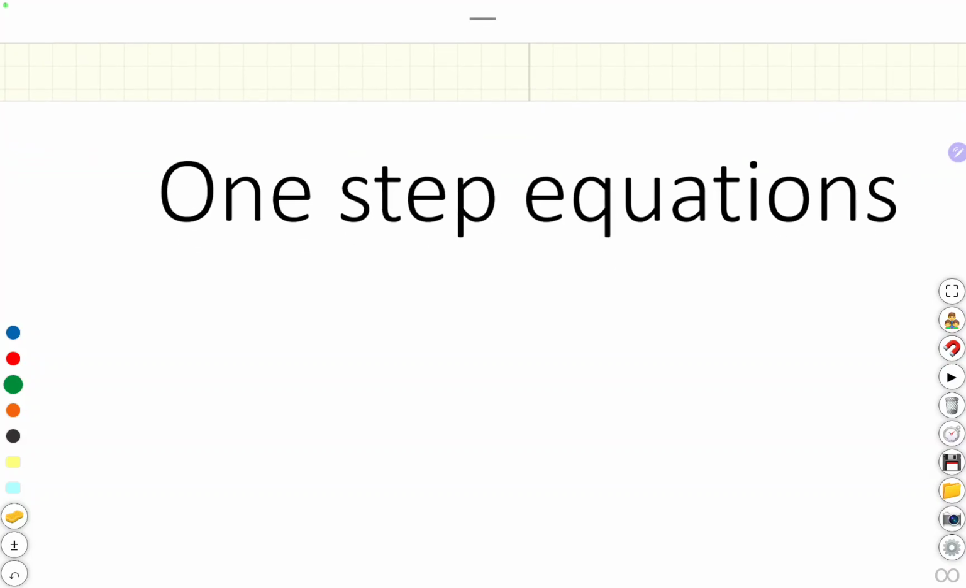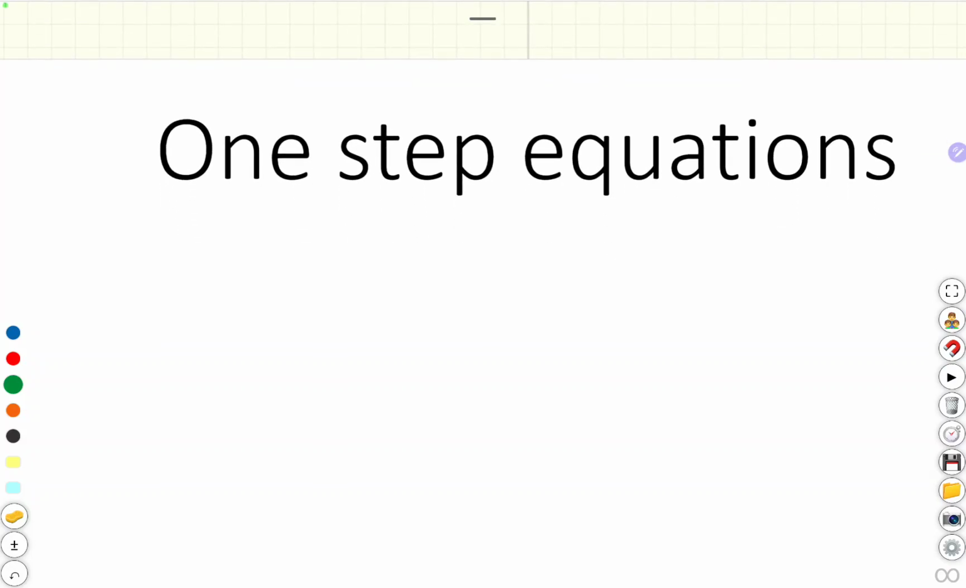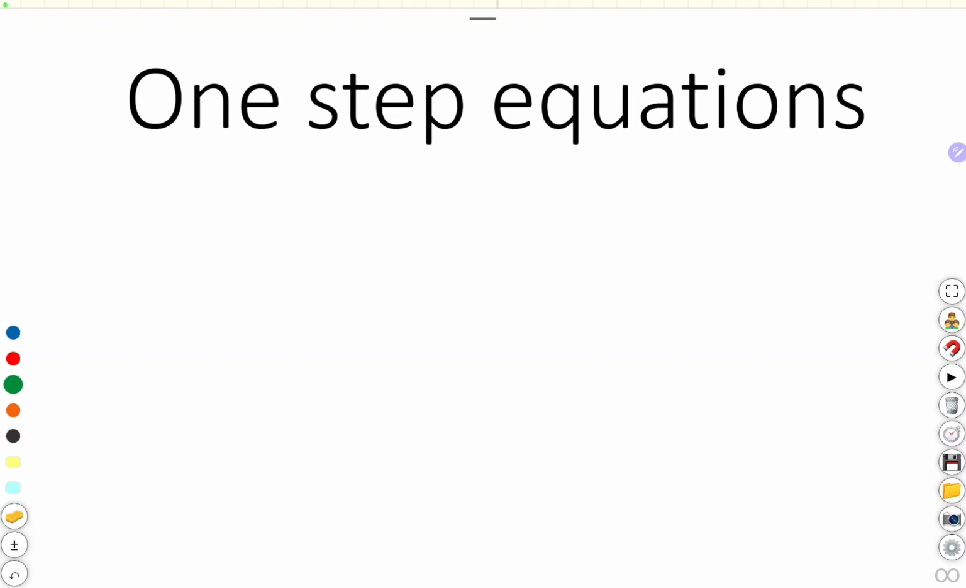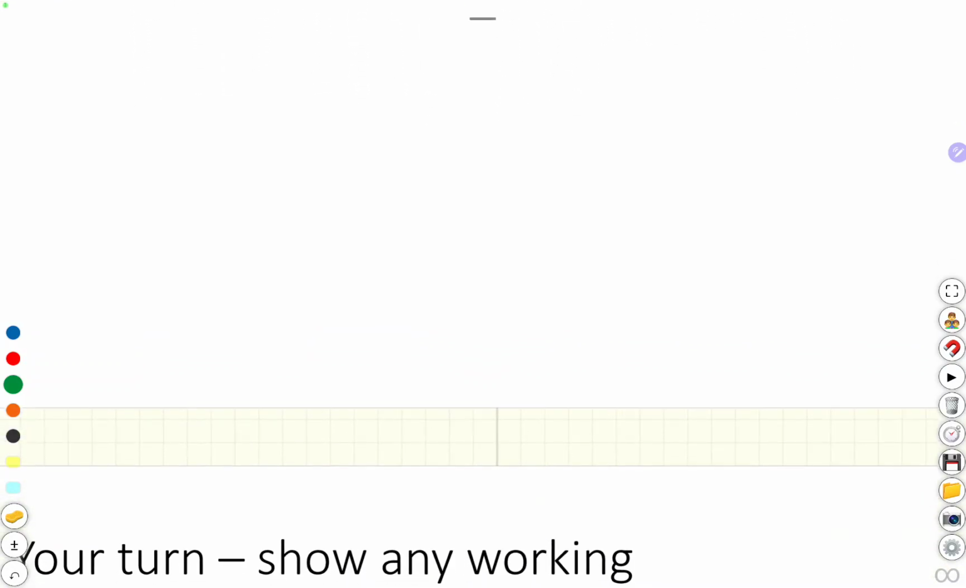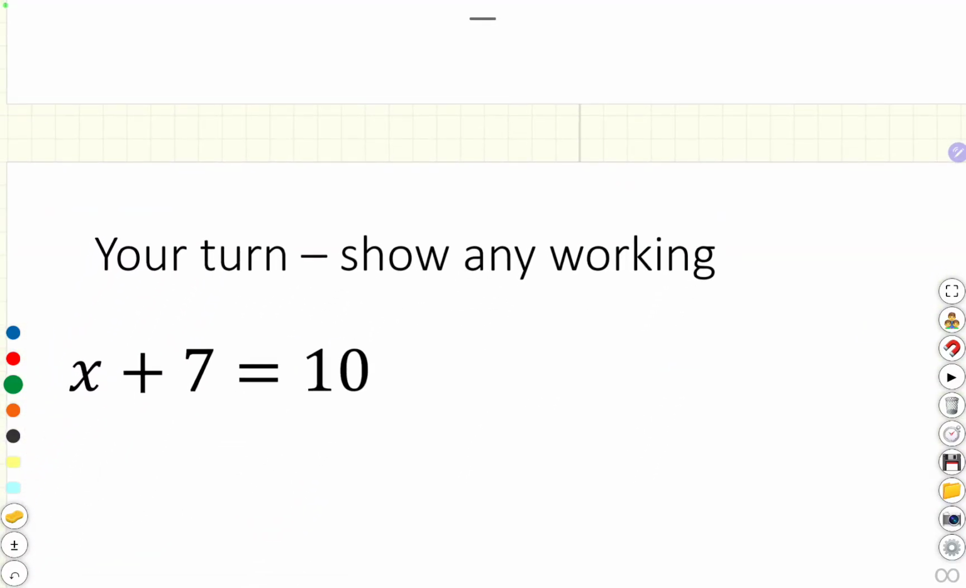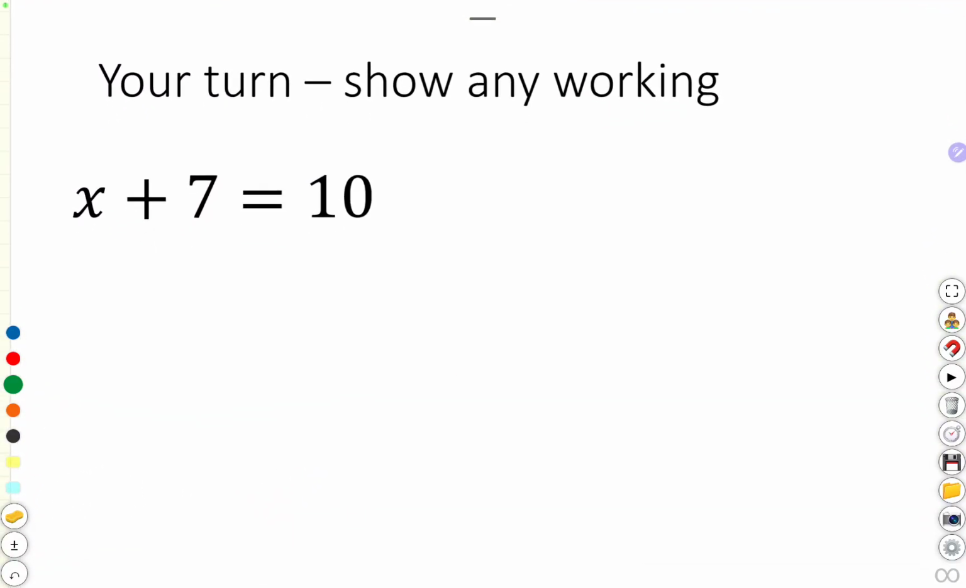So the first thing we're going to look at is solving one-step equations. As the name gives away, one-step equations involve one manipulation to get the final answer. So first thing I want you to do is have a go at this one here. Whatever way you think you need to do this question, have a go at it. So pause the video and have a go. Okay, so for this question, you probably got that the value of x was equal to 3.